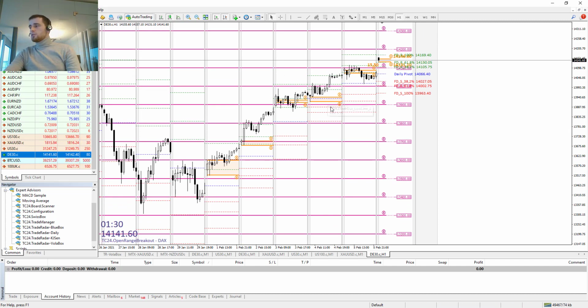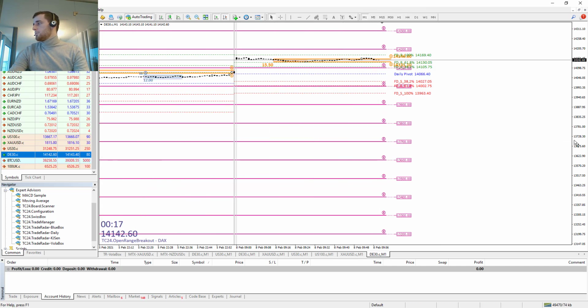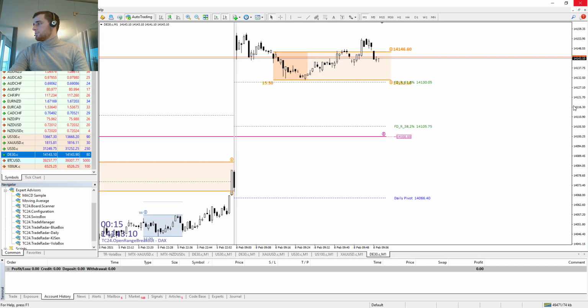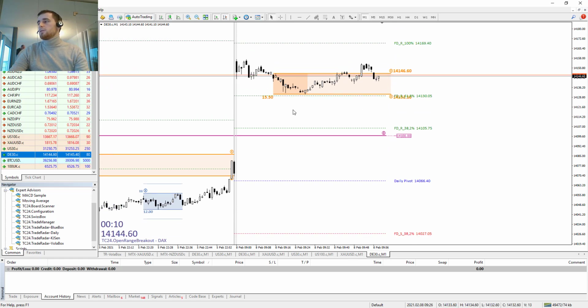So here we can see lots of horizontal purple lines. These are called big numbers because they are big numbers in market price. They move up in increments of 100 points each. We come down to our minute chart. We can see we've got an orange box here. Now this orange box is the main element of this template, and this is the open range breakout.